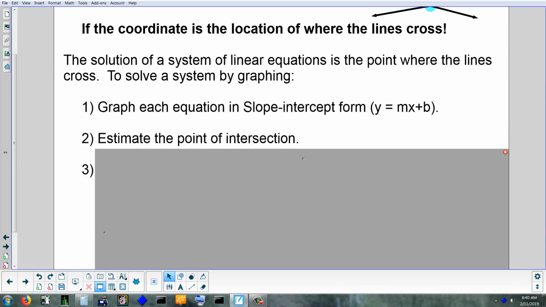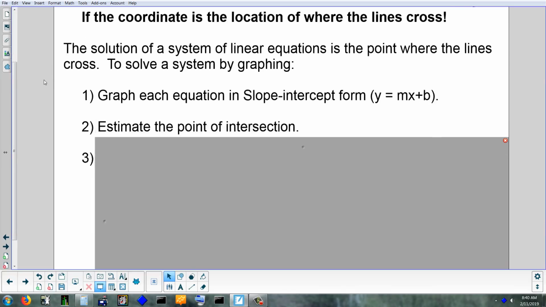Next, estimate the point of intersection. What that means is you have to go look where the two lines cross and figure out what coordinate that is. So count left or right on your x-axis, because x always comes first in the coordinate. Count left or right. See where it is. Okay, so I'm looking at my dot. I'm looking at my coordinate. It's on 3 on the x-axis. Then I'm going up 5. So my coordinate would be 3, 5.